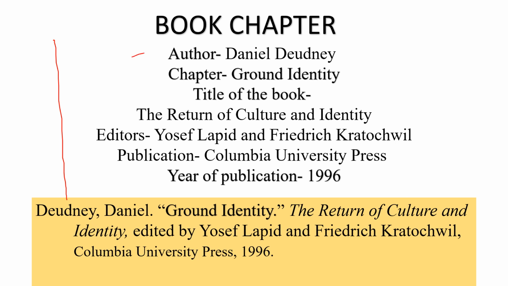The author is provided, Daniel Diobny, and the chapter of the book is Ground Identity. The title of the book is The Return of the Culture and Identity, and the editors are Joseph Lepid and Frederick Cratchwell, and the publication house is Columbia University Press, in year of publication 1996. Before moving towards this endnote, it is important for you to know what is a chapter and what is the title of the book. Particularly this is an edited volume.